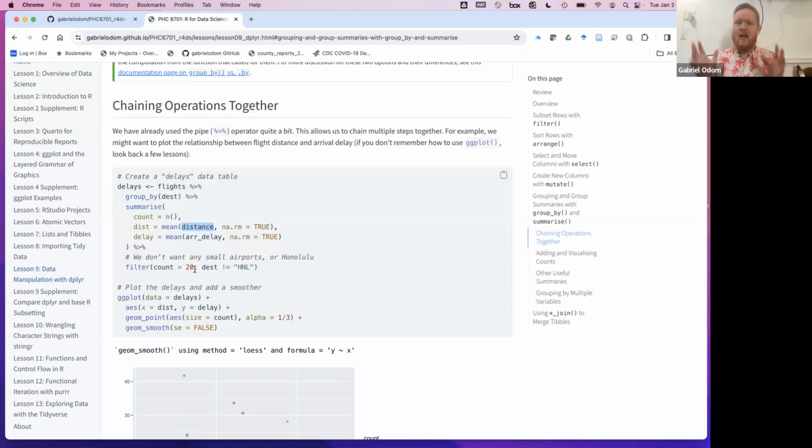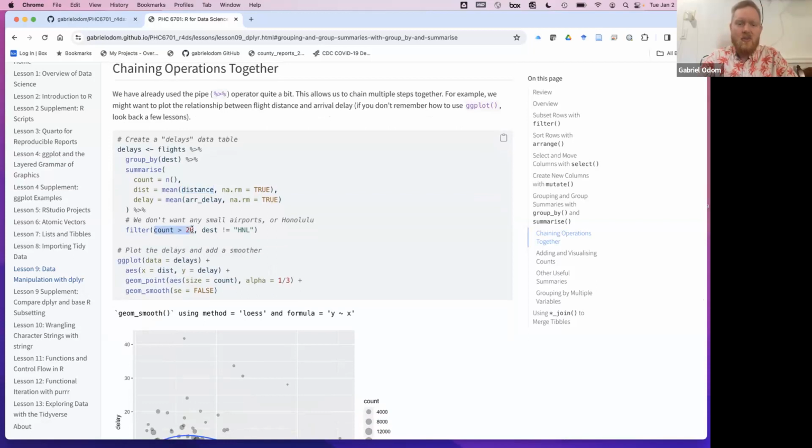We want to look at the standard flights going from New York to airports that see a lot of use. That's why we're saying, okay, get rid of the small counts. We've got 337,000 flights to work with. Let's get rid of the airports that don't have a lot. And that's one of the other reasons why we needed to create this count variable.